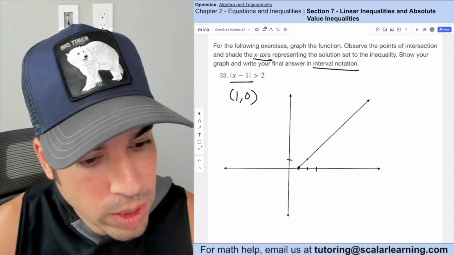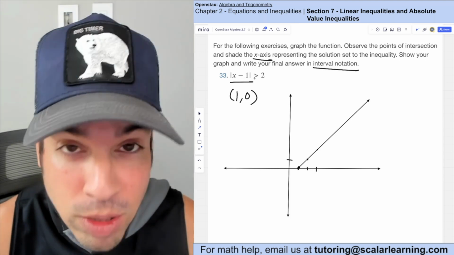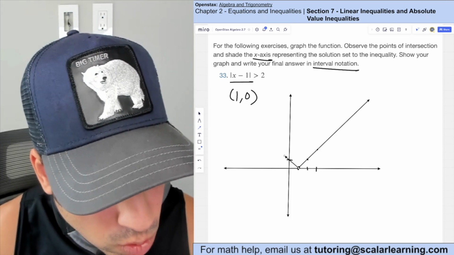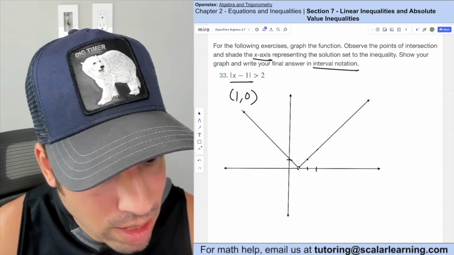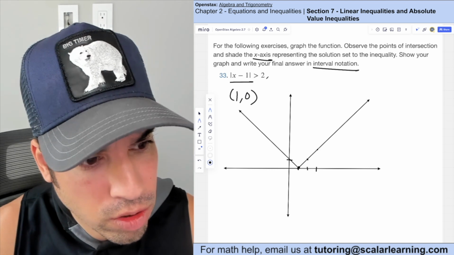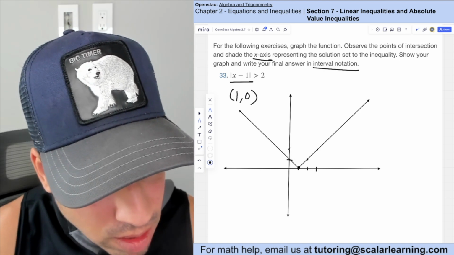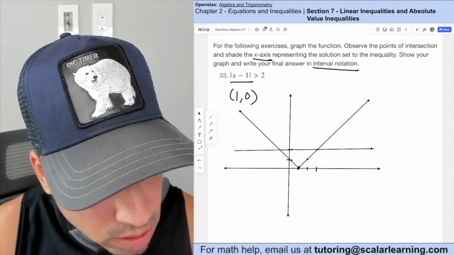As we go to the left, I can plug in 0 and I get negative 1, which in absolute value becomes 1. So we get 0, 1, and then negative 1, 2, and so on. And we get this nice V pattern. Now we've got this other equation that is simply y equals 2. So that would be a horizontal line like so.